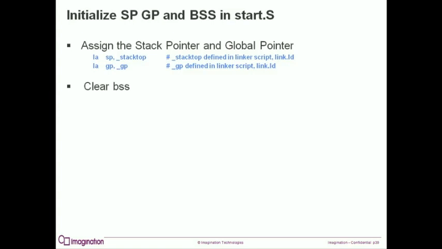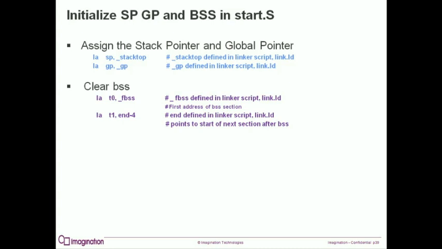In C, uninitialized variables are defined to be 0, so before I can jump to any code, I will need to initialize the uninitialized variable section, BSS, to 0. There are 2 variables defined in the linker file that help me do this. The first is _FBSS, which points to the first address in the BSS section.